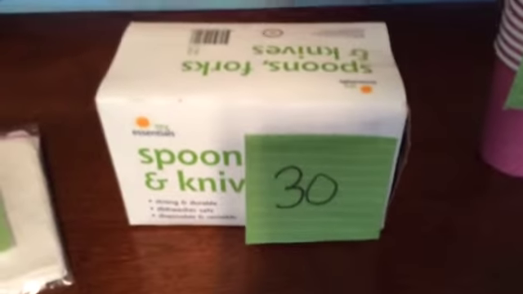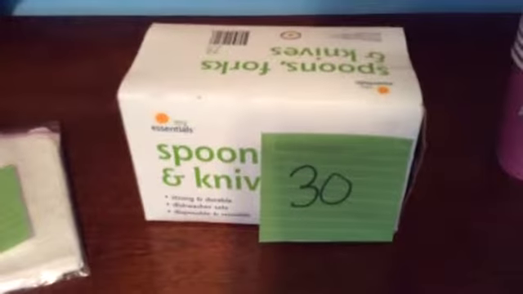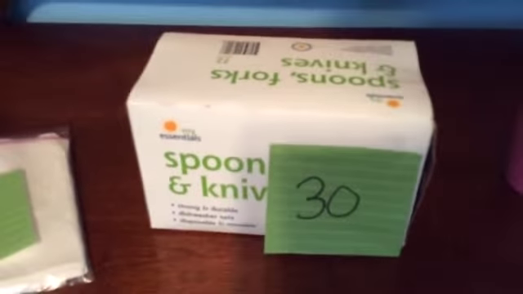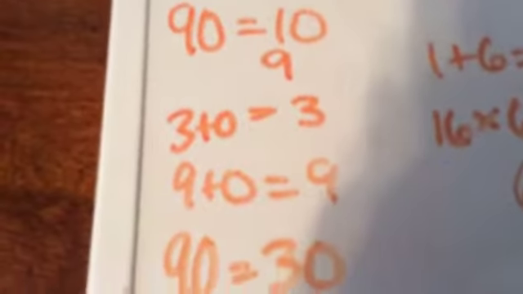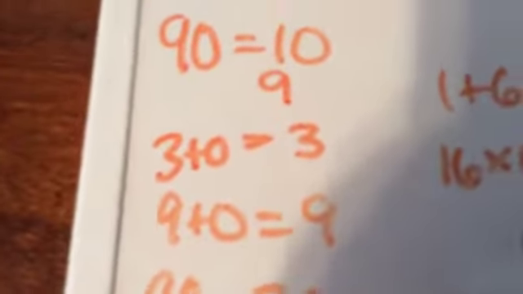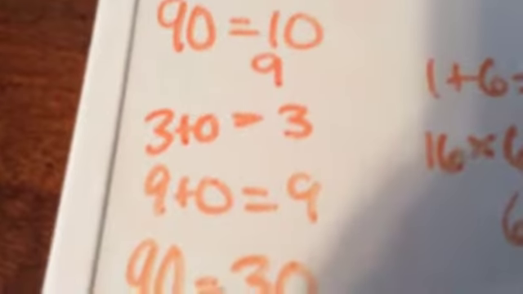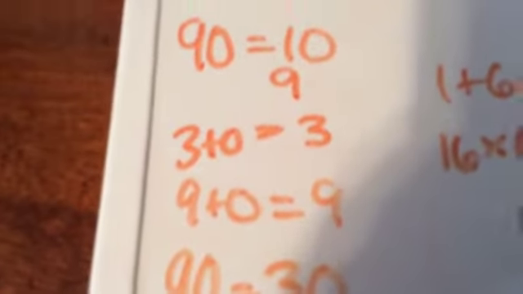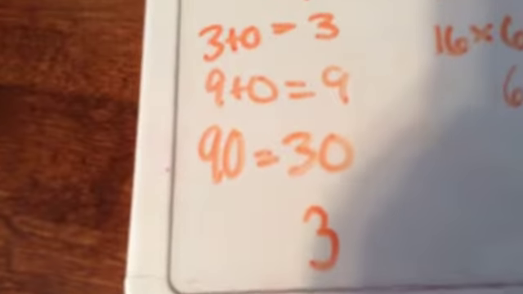Now let's do spoons. There are 30 spoons in a package, and you need one for each of your 90 people at your party. If you remember the rule of divisibility for 3, it is add the numbers together to find the sum, and if the sum is divisible by 3, then the number is divisible by 3. 3 plus 0 is 3, and 9 plus 0 is 9. Both 90 and 30 are divisible by 3. So then you can figure out that you need 3 packages of spoons.